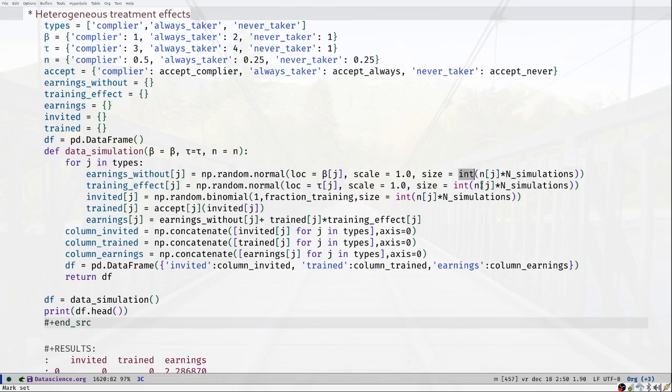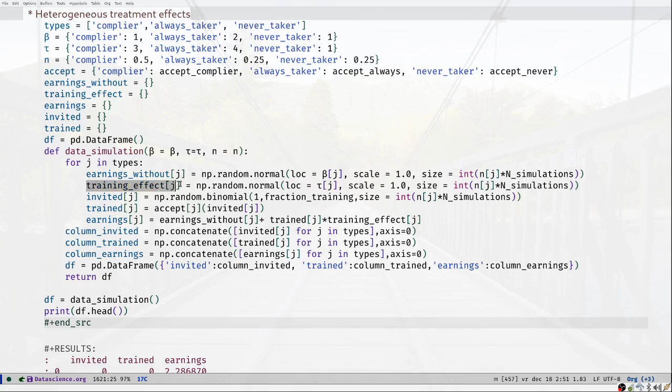So just in case I call this integer here, because if you start playing around with n, you might end up with 335.345 as a size here, and that will throw an error. In this case the integer is not needed because I've chosen these values carefully, but if you later on start playing around with different fractions for the different types, it's prudent to have this int statement here, which basically will turn this thing into the integer that's just below the value that's given here. So that's how we determine for each individual complier what the earnings will be if the person does not get training.